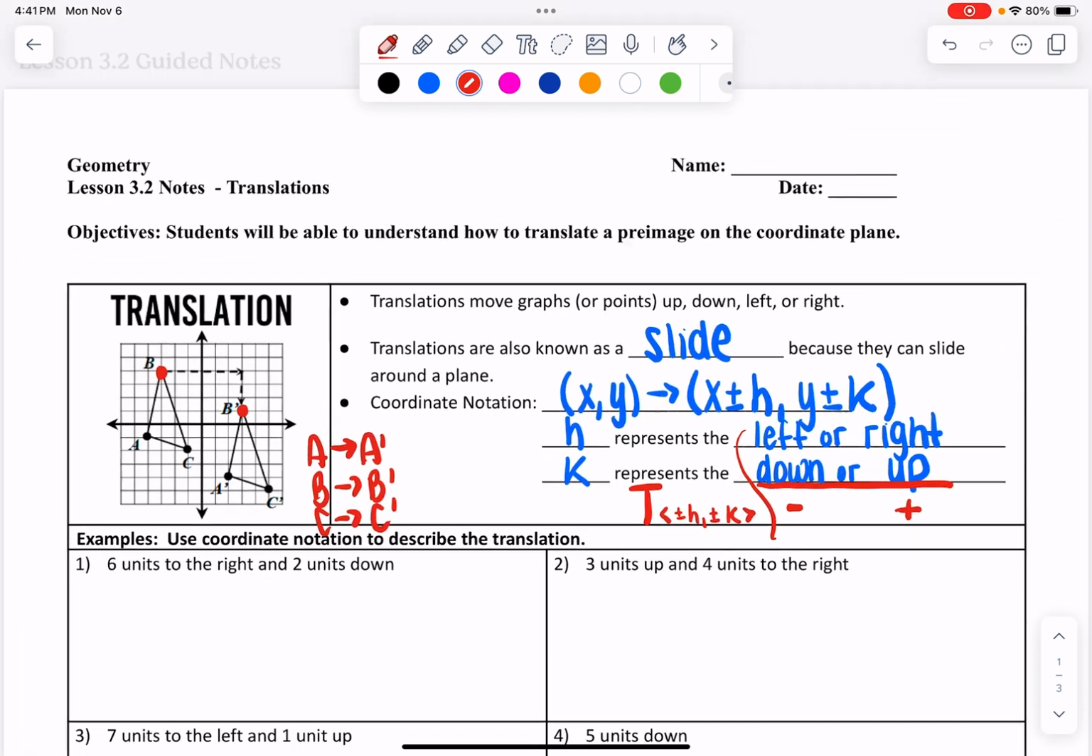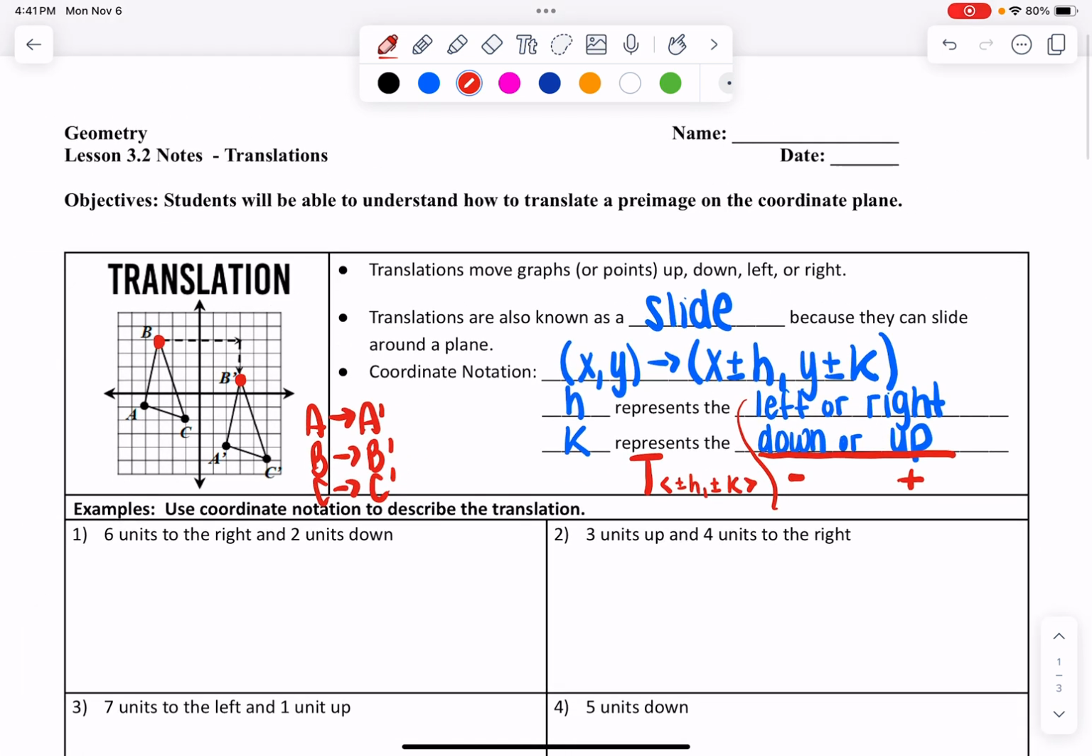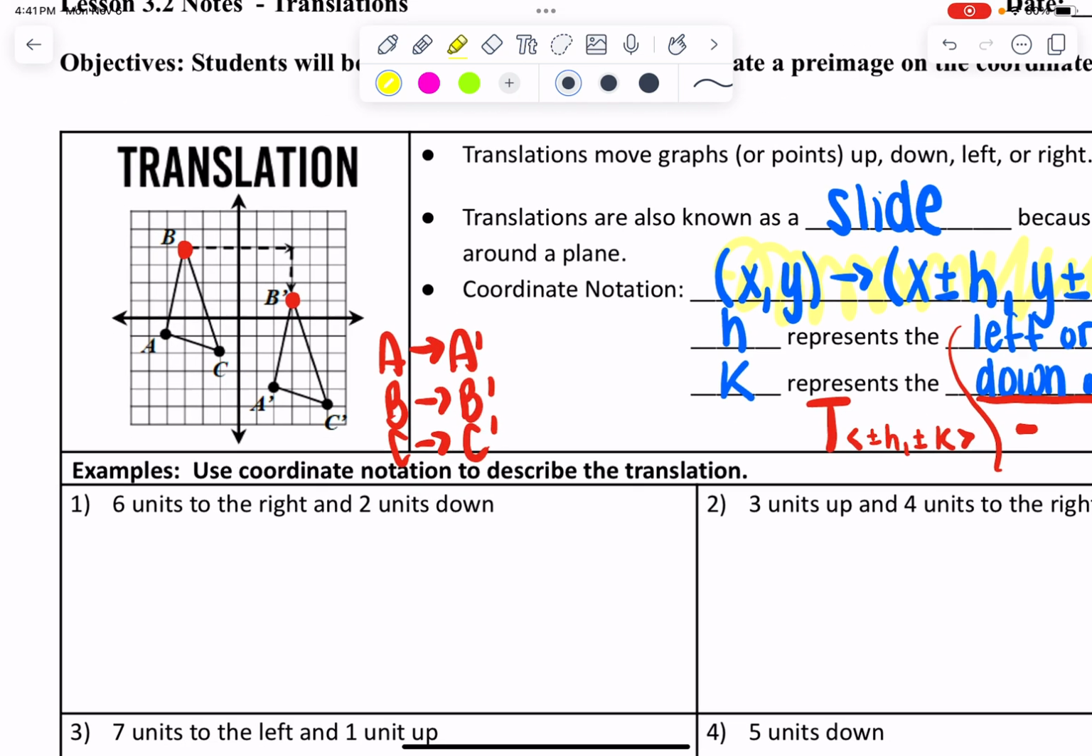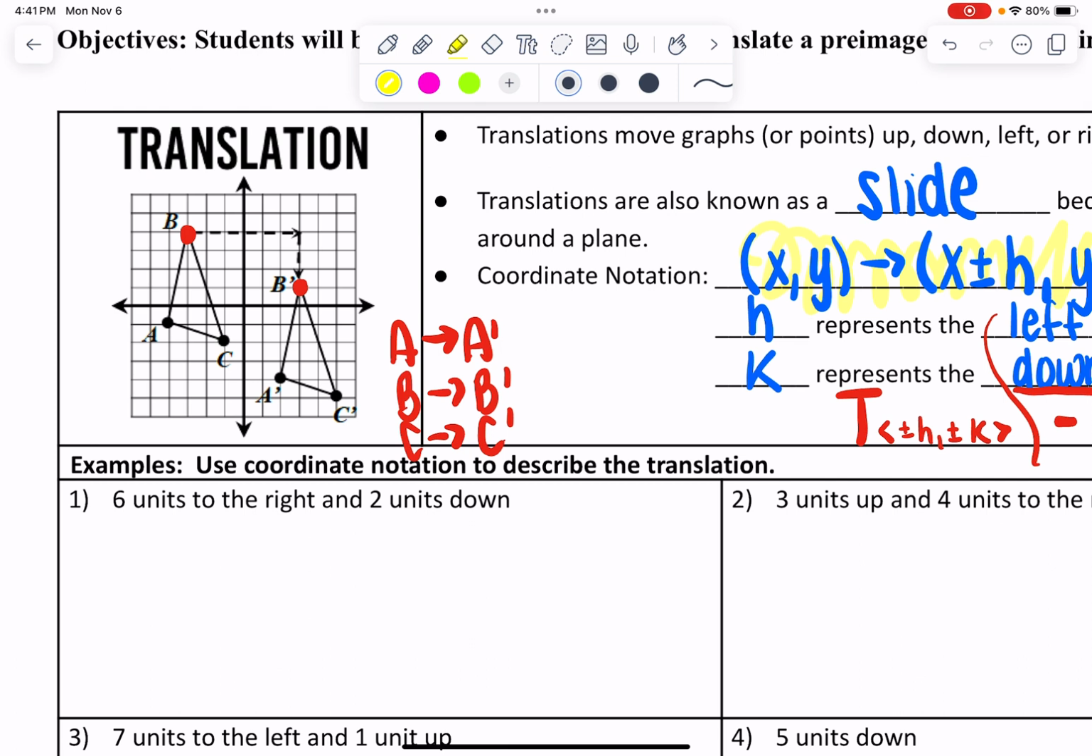Let's practice a couple of these. If I wrote too fast, feel free to pause it now. We're going to use this notation up here and write it in that form. For number 1, it says 6 units to the right and 2 units down. How am I going to do that? I'm always going to start off with (x, y) and an arrow. That's always how you start it.